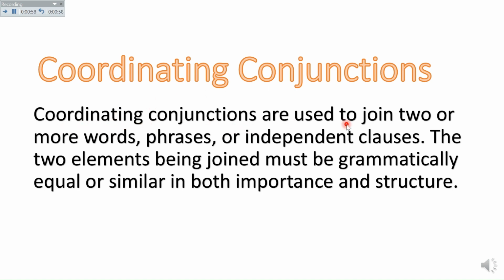Coordinating conjunctions are used to join two or more words, phrases, or independent clauses. So they basically join all three of them: words, phrases, and independent clauses. So what are phrases? A phrase is a group of words that does not have both a subject and a verb. Independent clauses can stand on their own. They have their own subject and a verb.